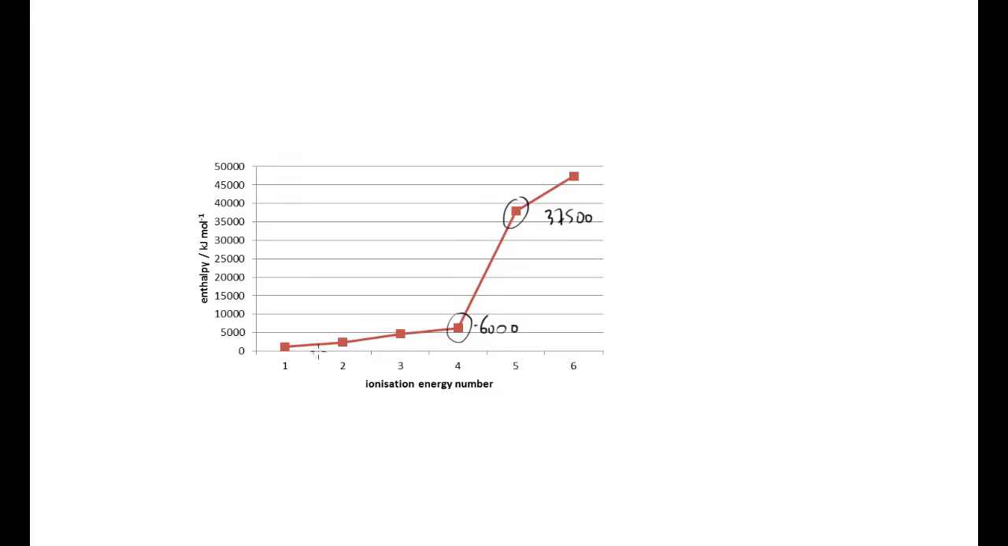So if I'm removing 4 and then I'm jumping, there must be 4 electrons in this outer shell. So I'm looking for an element with 4 electrons in the outer shell. Now, I would be told in the question that this is a period 2 element, and I'm asked, what's the identity of the element? So I'm in period 2, I've got 4 electrons in the outer shell.